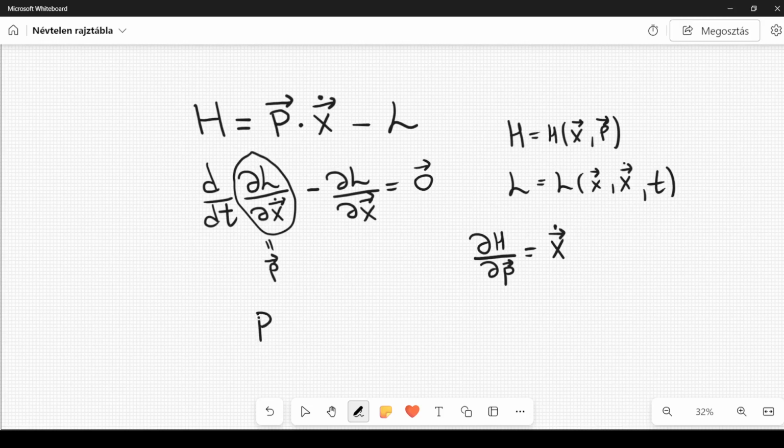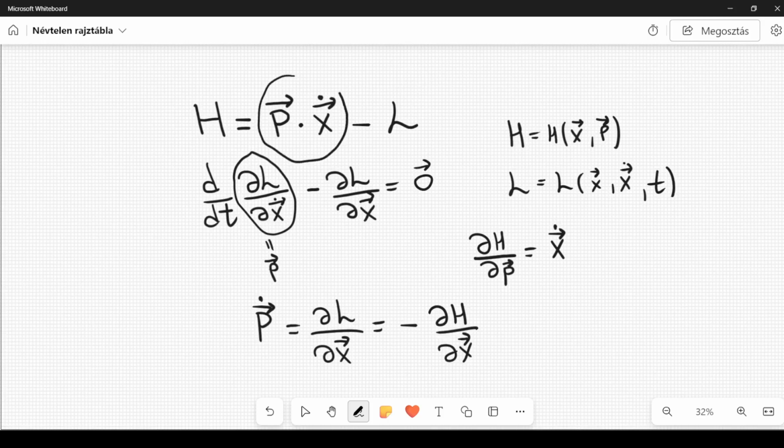And the time derivative of momentum from here is equal to the time derivative of this, which is equal to this. So we have dL over dx, and this is equal to minus the derivative of the Hamiltonian with respect to x, as you can see from here, because these quantities are independent of x. These are also known as Hamilton's equations.